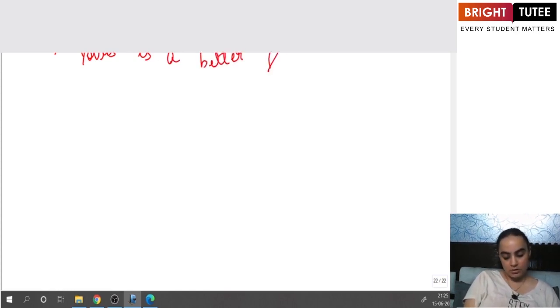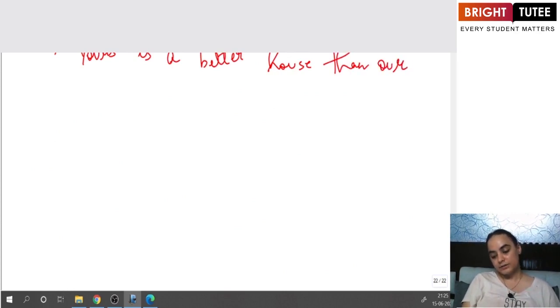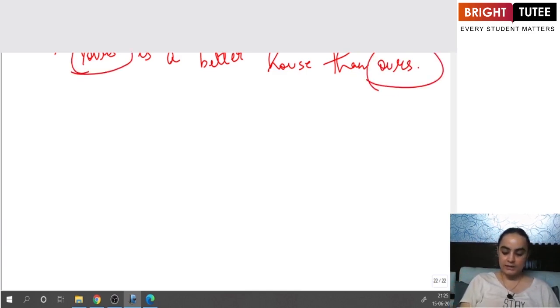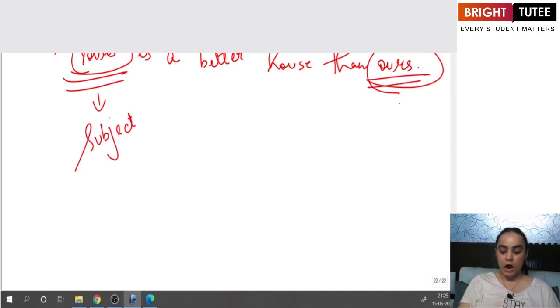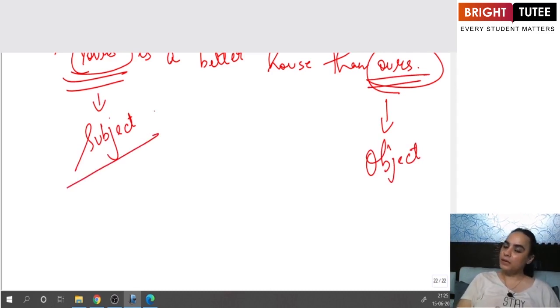For example, if I say, yours is a better house than ours. There are two possessive pronouns, yours and ours. This yours is used as a subject, and this ours is used as an object. So subject comes at the beginning of the sentence. We know that. That is why it came in the first position. And ours came at the end.